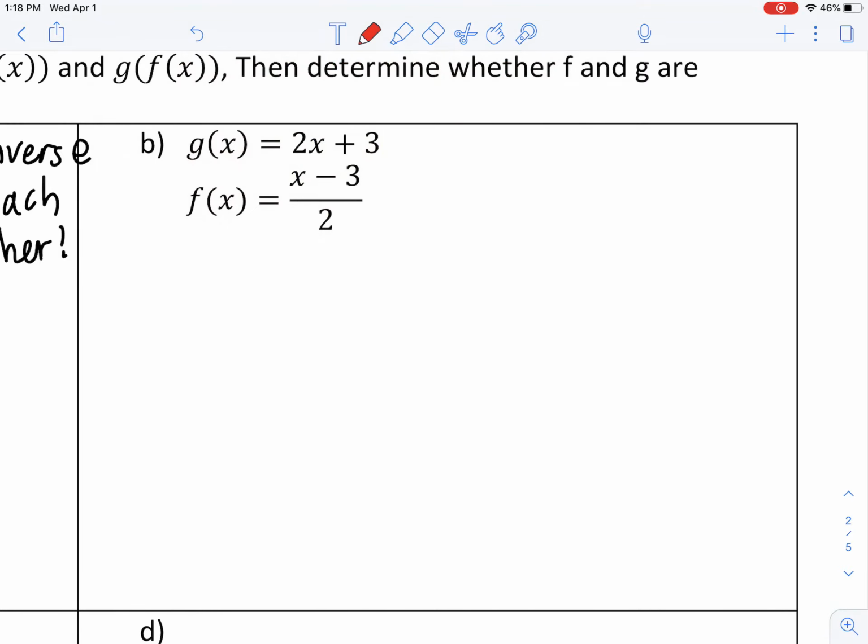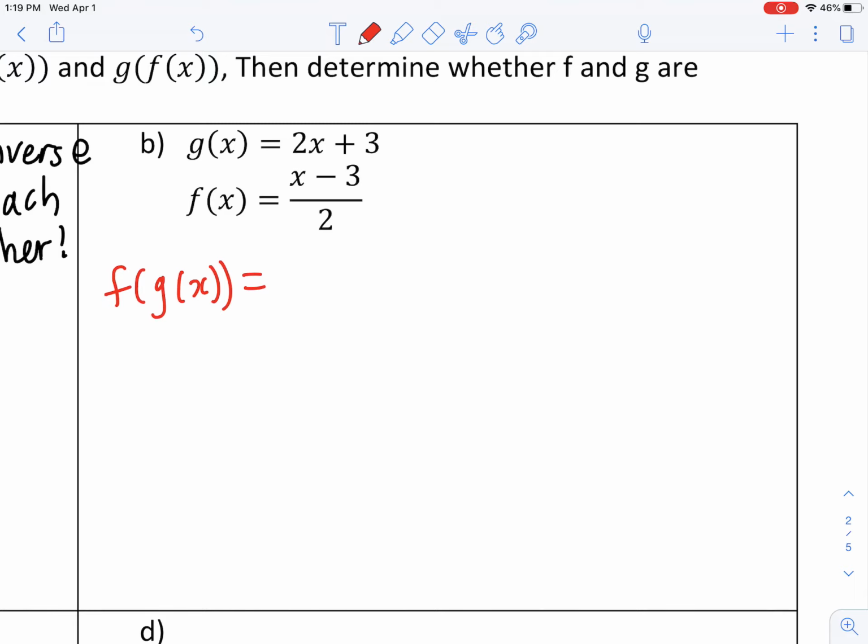Now let's look at B. In B, just looking at the different operations each function has, g of x is multiplying by 2 and then adding 3. f of x involves subtracting 3 and then dividing by 2. I think they got the opposite operations down. I see multiplying by 2, and I see dividing by 2. Those are opposites of each other. Adding 3 and then subtracting 3, those are opposites of each other. So they may be inverse functions. But the only way of checking is when you do your composition.